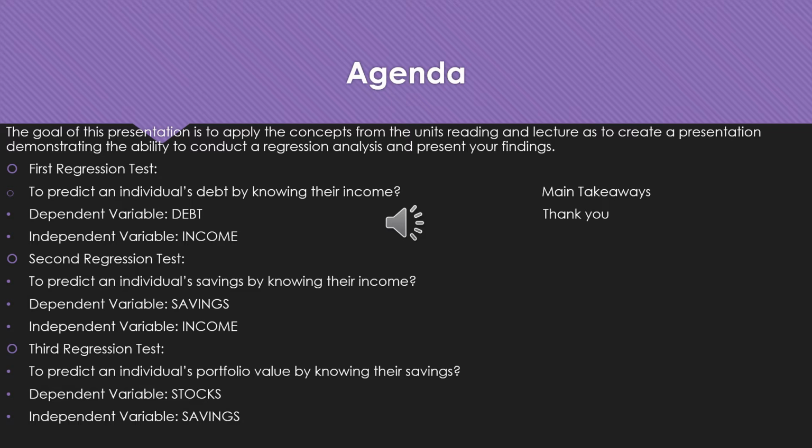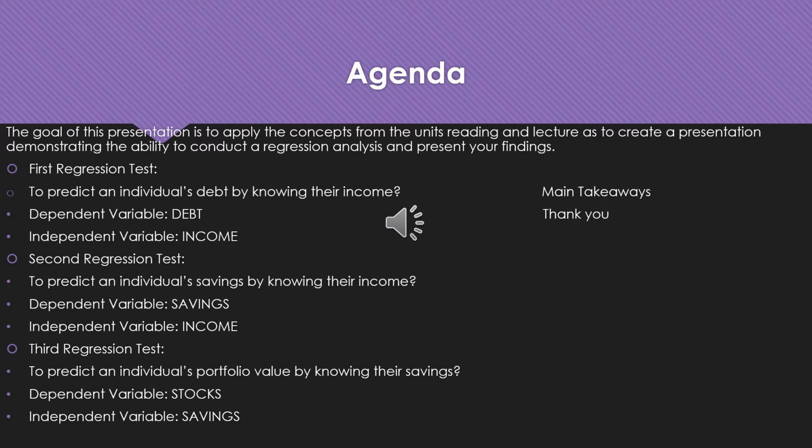First, regression test. To predict an individual's debt by knowing their income. Dependent variable debt, independent variable income. Second regression test. To predict an individual's savings by knowing their income. Dependent variable savings, independent variable income.